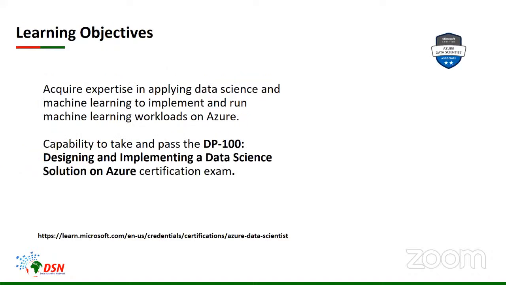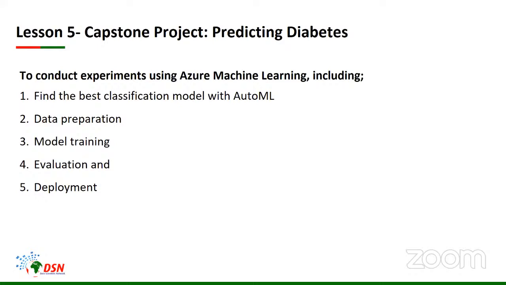Okay, so today we will be looking at a simple project. We know that the aim of this course is for you to be able to take the DP-100, Designing and Implementing a Data Science Solution on Azure certificate exam. So today we are going to be conducting experiments using the Azure machine learning. We'll be using AutoML, which is the automated machine learning, to carry out experiments.